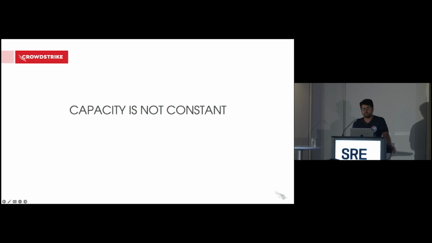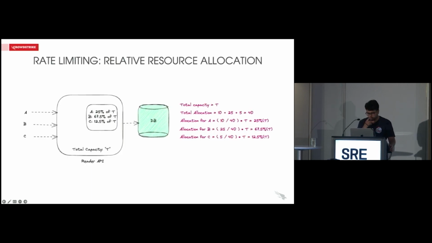So how can we improve upon this? Following the theme of the talk, we respect that the capacity doesn't remain constant and adapt to its changes. Let's see if we can do that with respect to our rate limiting. The idea here is instead of allocating A with 10 requests per second and B with 25 and whatnot, what if we allocate A with 25% based on the math that is shown on the slide? And if we do similar allocations for B and C, we will have the following capacity allocation.